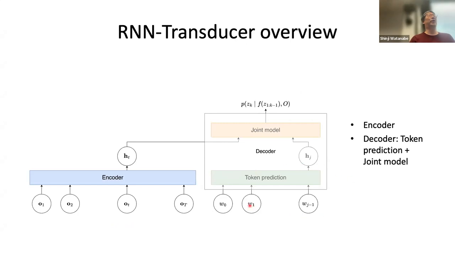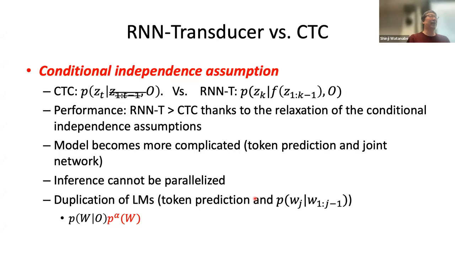Actually, this is the decoder part, the token prediction part. Since we have to wait for the previous token and then predict the next token, it's more like a language model. So we actually cannot make this part parallelized. So CTC is actually faster.